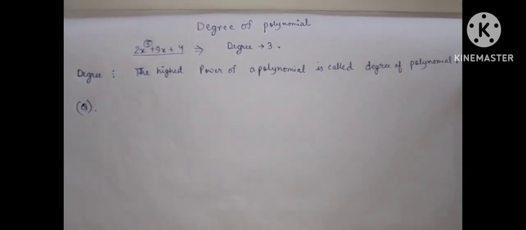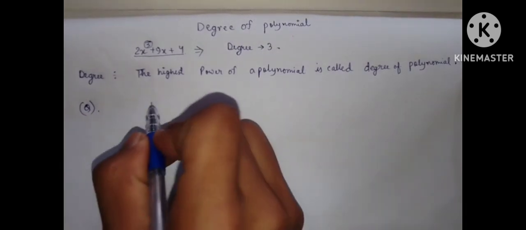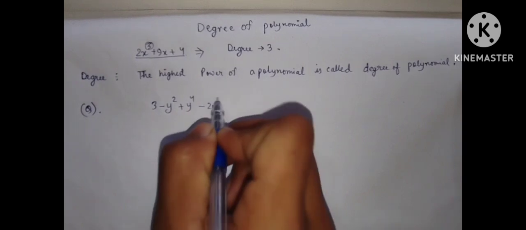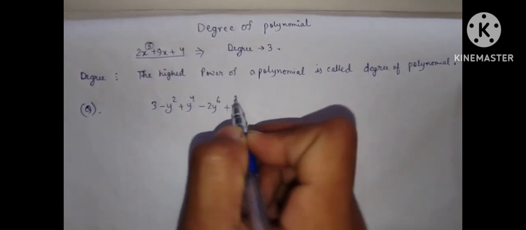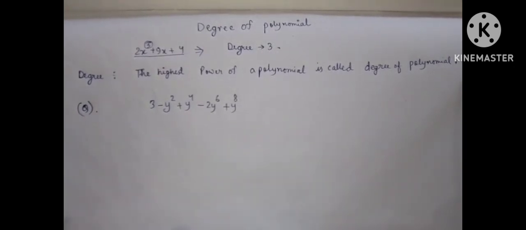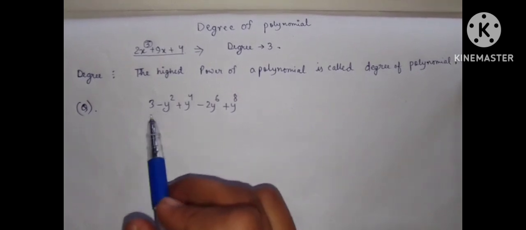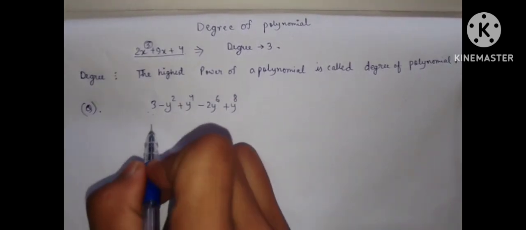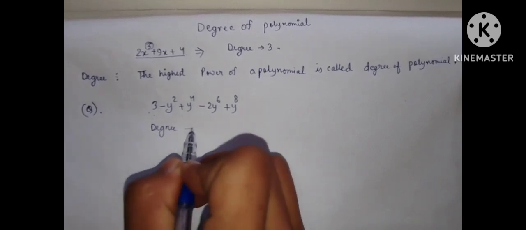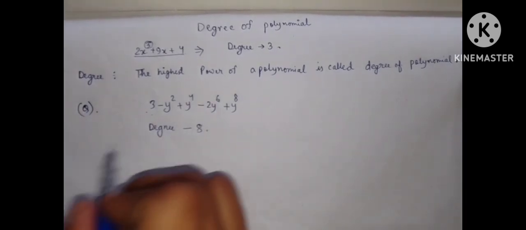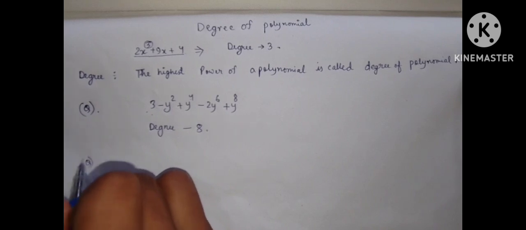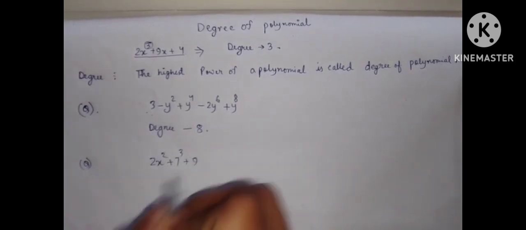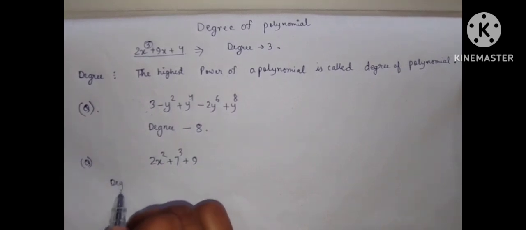Now I'll give you a simple question for degree. Okay, now 3 minus y square plus y4 minus 2y6 plus y8. Now we'll solve here. Okay, now look here, which power is highest here? Now 2, 4, 6, here 8, right? So now the degree will be 8. Very simple, right? So now another example. Okay, 2x square plus 7 cube plus 9. Now what will be the degree here? Look here.